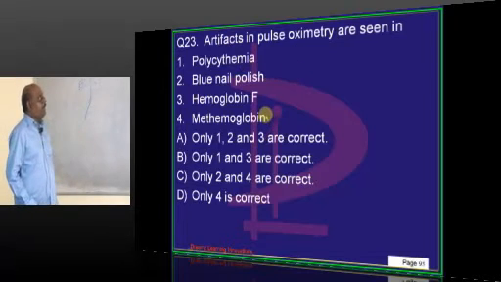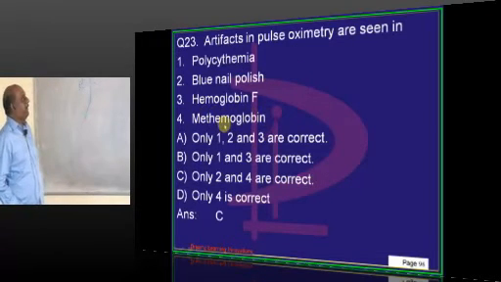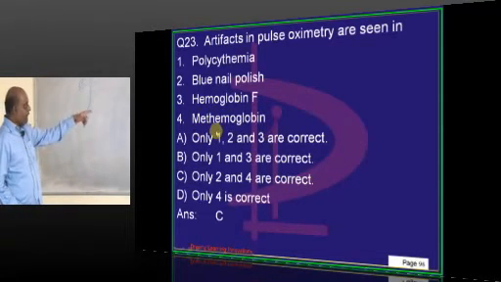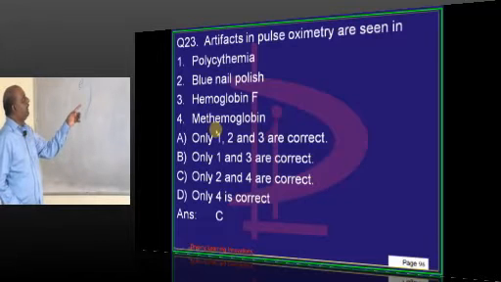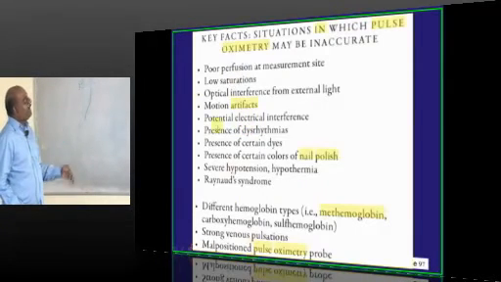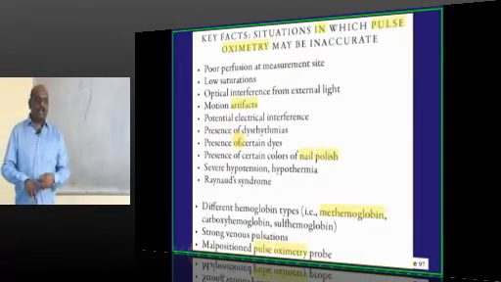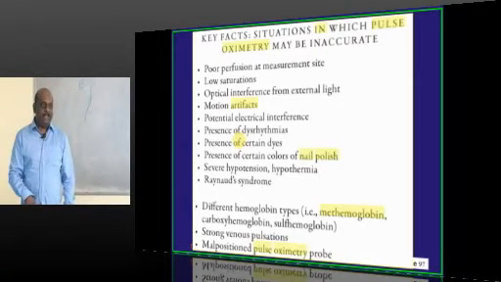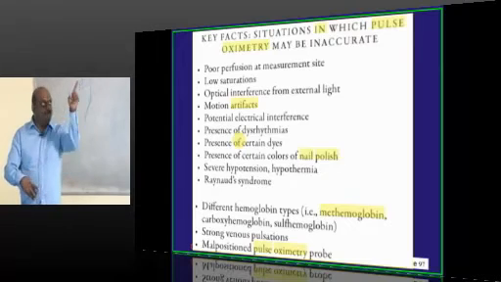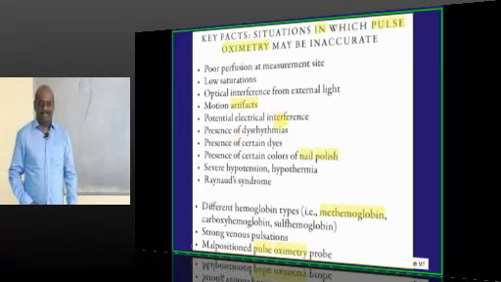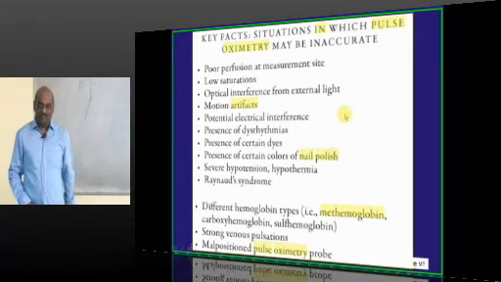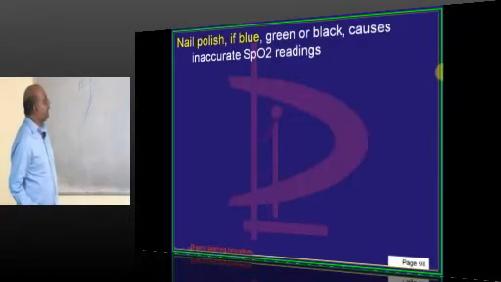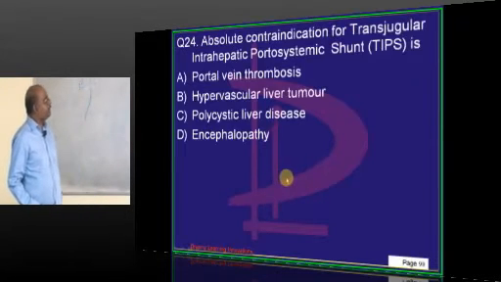So blue nail polish or any abnormal hemoglobin like methemoglobin, there are various factors. Poor perfusion, suppose the patient has congestive heart failure, the blood is not pumped properly into the extremity. If the blood flow is slow and sluggish also, pulse oximetry values will alter. Oxygen saturation looks low. That's the reason you should always compare with the patient before concluding.